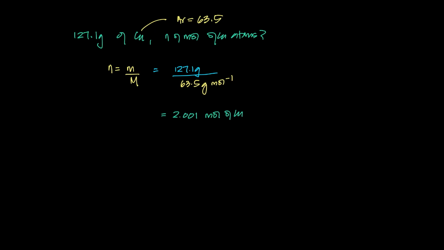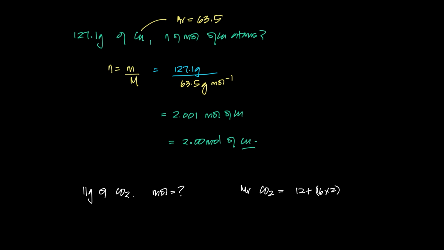moles of copper, which by the way in 3 significant figures would be 2.00 moles of copper. Alright, another example: how many moles is 11 grams of CO2? Well, first I'll find the MR of CO2, because without the MR I can't solve this. That's 12 plus 16 times 2, which comes out to 44. So what that means is the molar mass is 44 grams per mole.